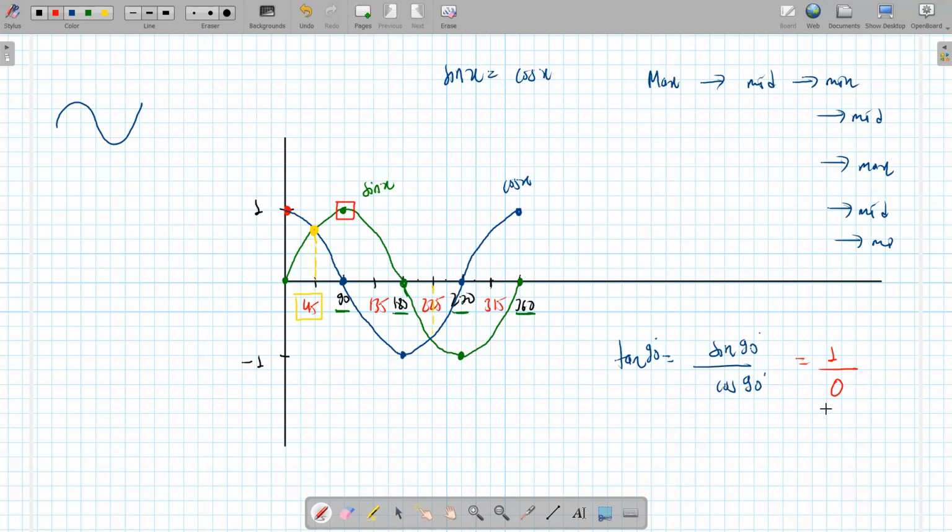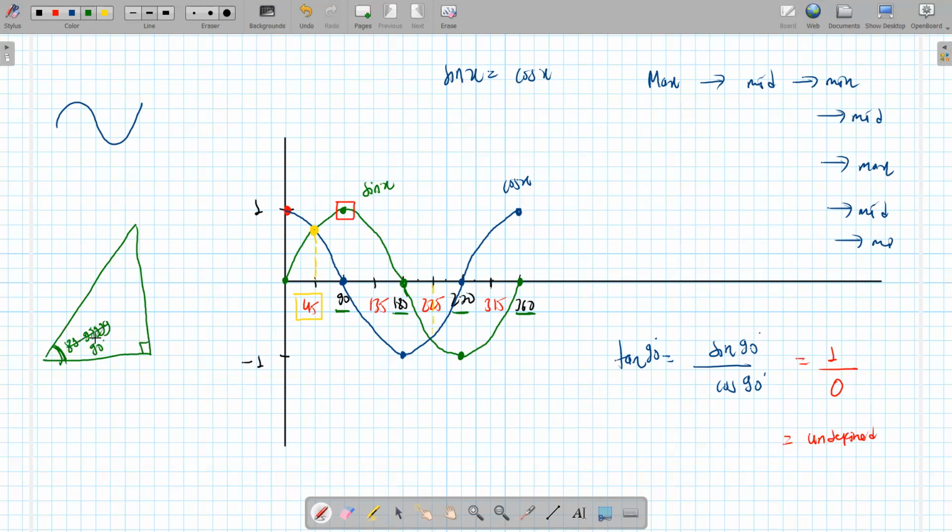Is 1 over 0 a 0? No, it's not. It's undefined. It doesn't exist. It's indeterminate. So that means in this right angle triangle, theta can go up until like 89.99999. But this angle can never be 90.